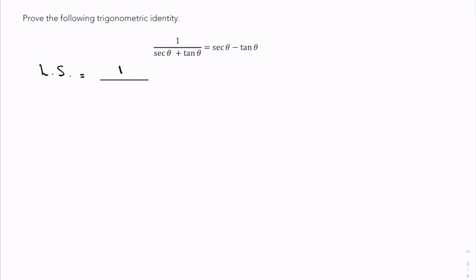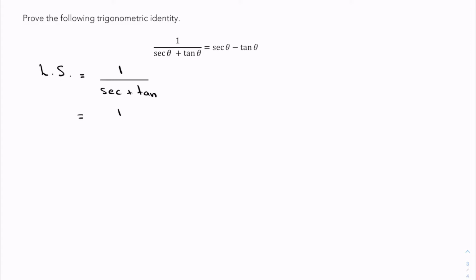I'm just going to write this out. Again, I'm going to drop the argument. I'm going to drop the theta, the variable there. I'm just going to focus on the functions themselves because it's assumed that obviously it's going to be theta all the time, unless there were two, and in this case there's not. Okay, so 1 over secant plus tan.